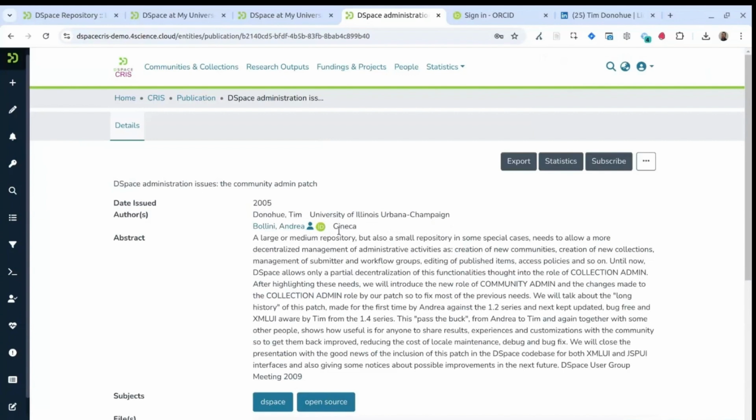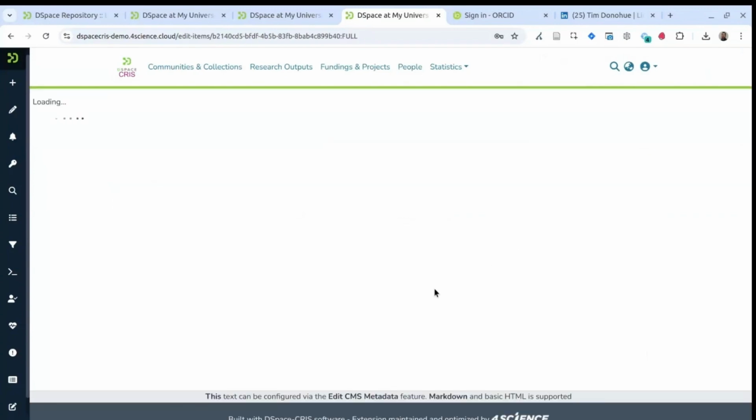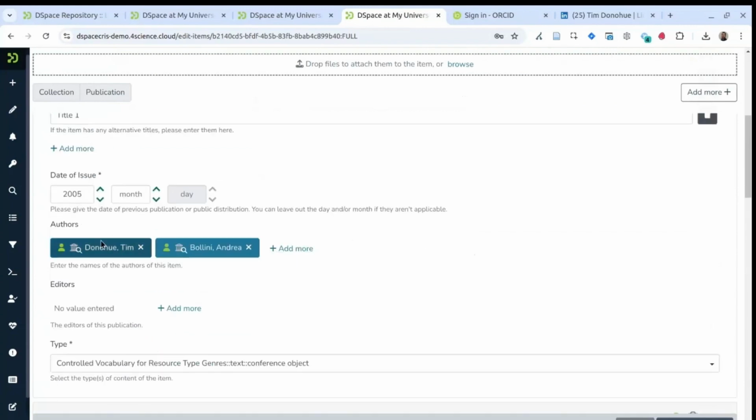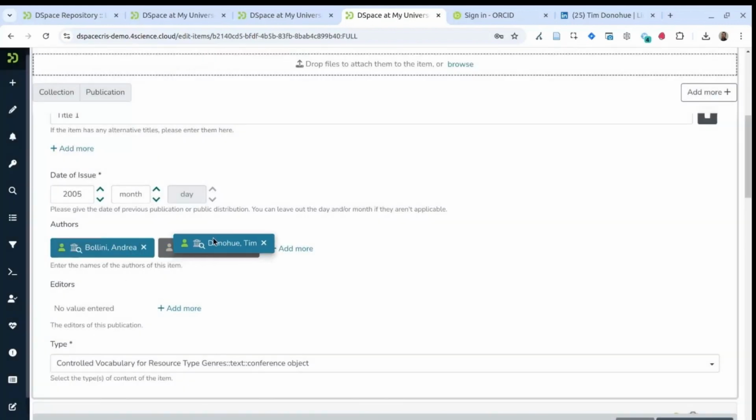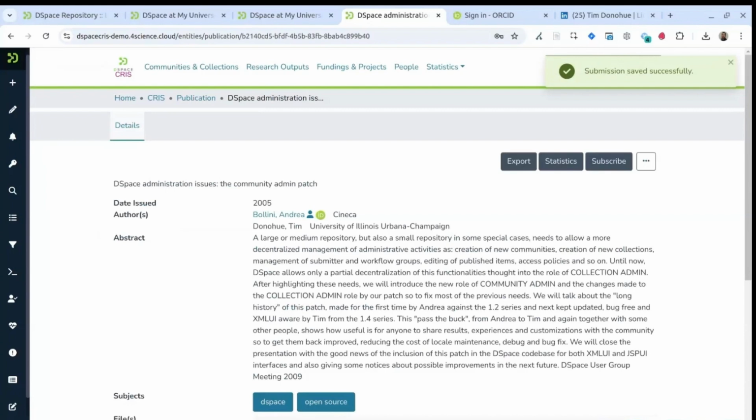Another important aspect of hierarchical information is that these pieces of information are coupled together. So Tim is associated with the University of Illinois, and Andrea Bollini, for this specific publication, is associated with Cineca. If I go to edit, as you see, I have this information here. I can see the detail and I can rearrange this information. Just drag and drop the author. And of course, when I switch Bollini with Tim, the affiliation stays with the author.